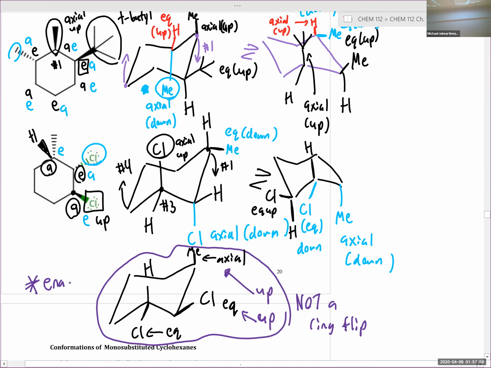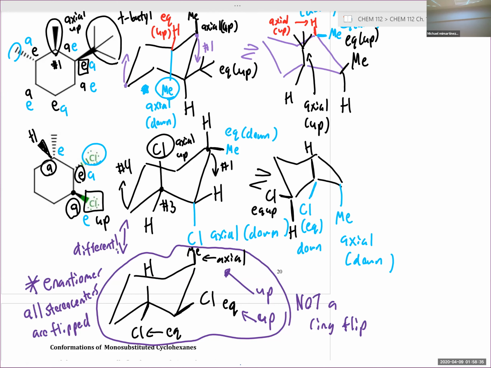So this is not a normal ring flip. This is an entirely different compound. These 2 compounds are entirely different. And this is one mistake that I want to highlight. When you do a ring flip, you need to change, yes, exactly right. So both the methyl and first chlorine are now wedge, and our third chlorine is now dashed. So this structure that we've drawn looks like this.